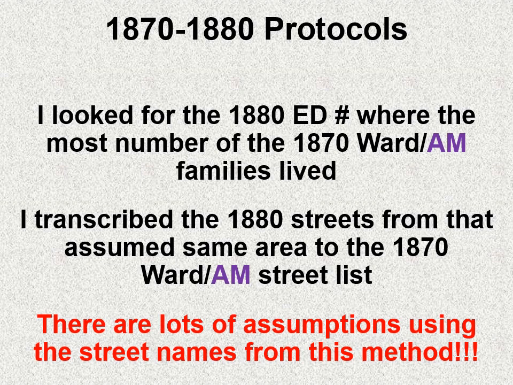So the protocol was I looked for the 1880 enumeration district number where the most number of the 1870 Ward AM families lived. In fact, I looked up a child from 1870 so I could see the family unit. I transcribed the 1880 streets from that assumed same area to the 1870 Ward AM street lists. And obviously there are lots of assumptions here using the street names from this method. That's why I indicated that my street list is incomplete. And you might have to go to the ward or census district.